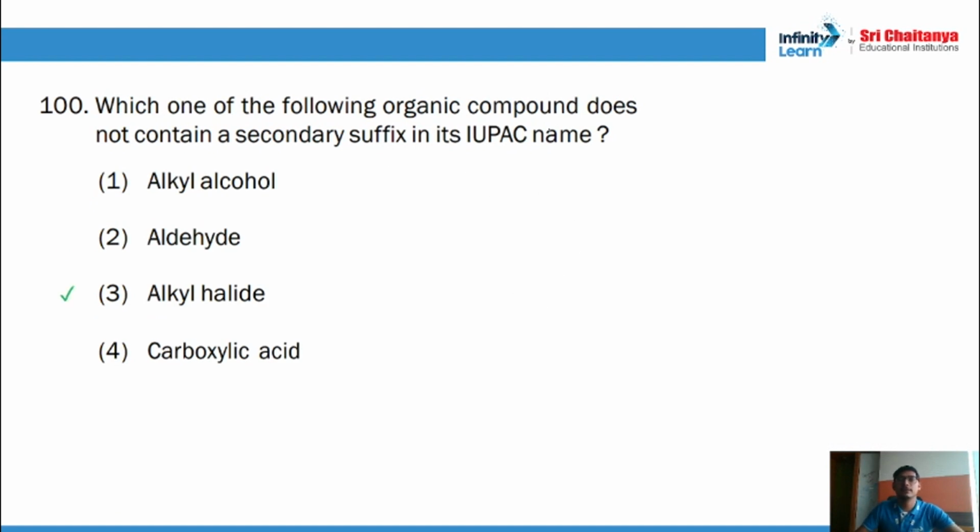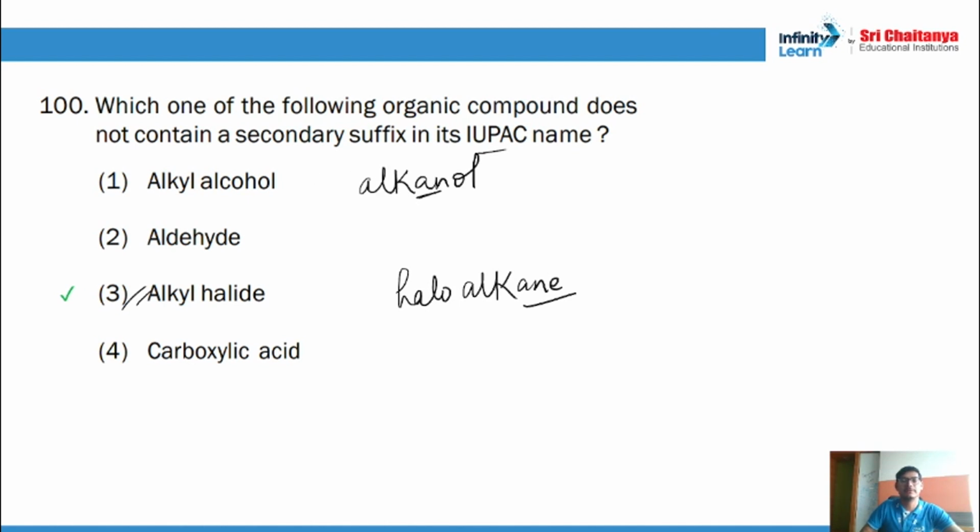Which of the following organic compounds does not contain a secondary suffix? Alkyl halide does not contain a secondary suffix because as per IUPAC nomenclature, it is called haloalkane. So it only has a primary suffix, that is ane, whereas alcohols are called alkanol. So there is a primary suffix ane and a secondary suffix ol. Aldehyde is called alkanal, so the secondary suffix is al, and carboxylic acids are called alkanoic acid. So the secondary suffix here is oic acid.